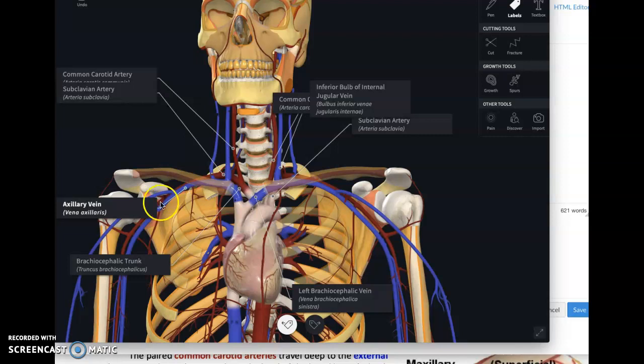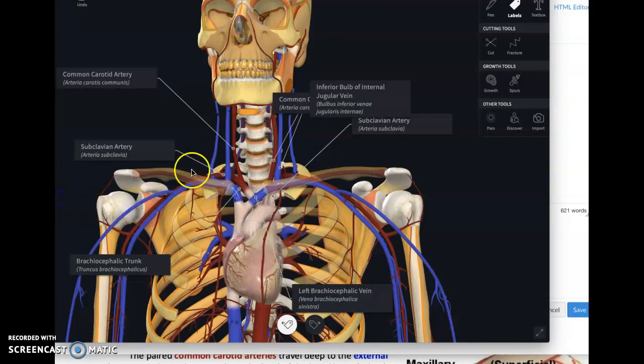So let me do that. Nope, that's too far over, the axillary. So you might have to remove that clavicle to get the subclavian in there. So that's what I want you to label on this.